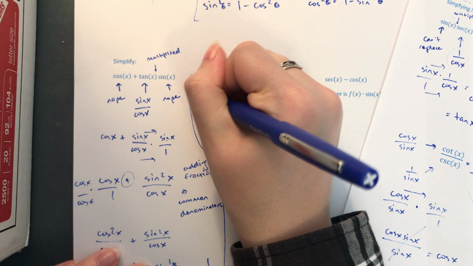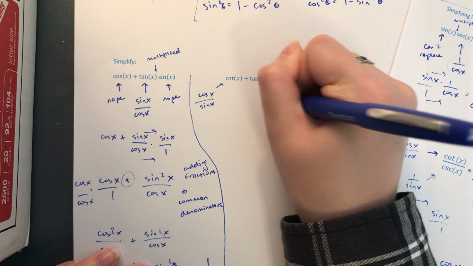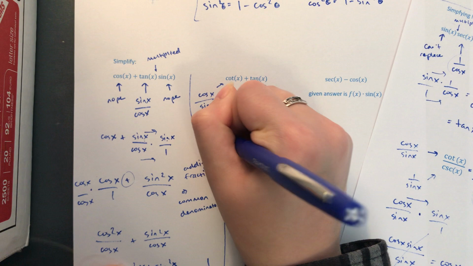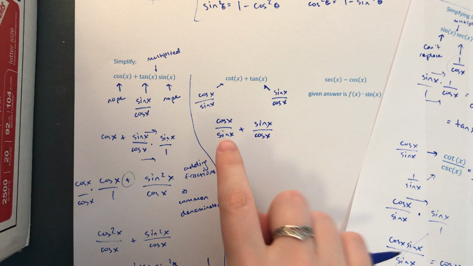We can replace tangent with sine over cosine. We're adding them together, and hopefully you guys will pick up on this. Whenever you have fractions that are being added, you're going to need common denominators. So we've got cosine x over sine x plus sine x over cosine x. All right, we're adding. Do they have common denominators? No. This side's a sine, this side's a cosine.